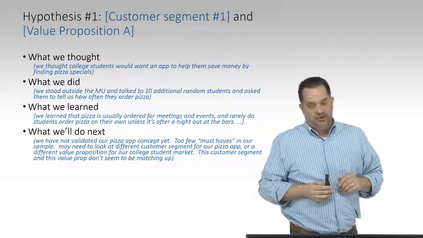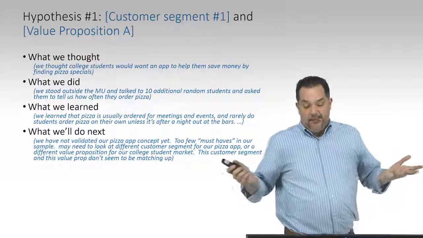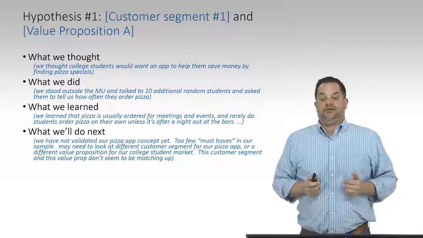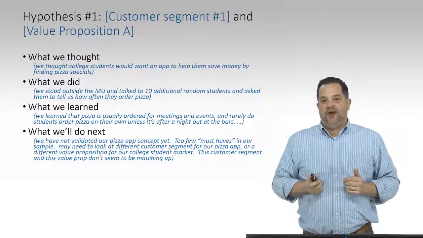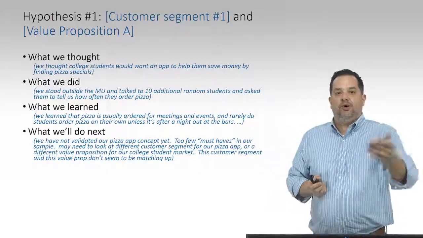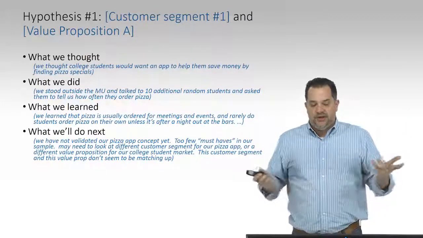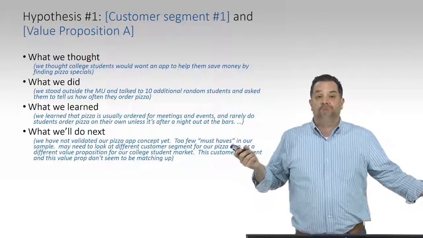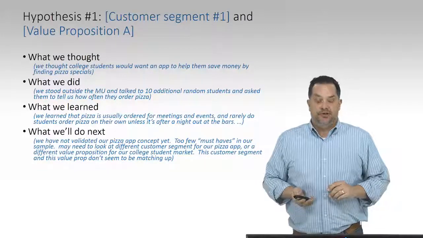One of our student entrepreneurs. What did he think? He said, we thought college students would want an app to help them save money by finding pizza specials. Okay, that sounds like a good hypothesis for a college student startup. What did they do? Well, we stood outside the Memorial Union and we talked to 10 random students and asked them to tell us how often they order pizza. That's exactly what they should be doing, just doing customer discovery.